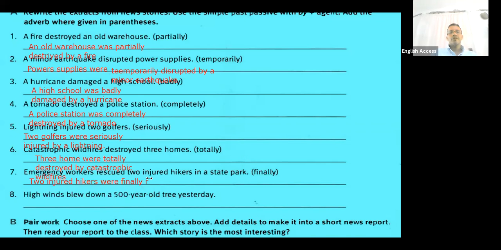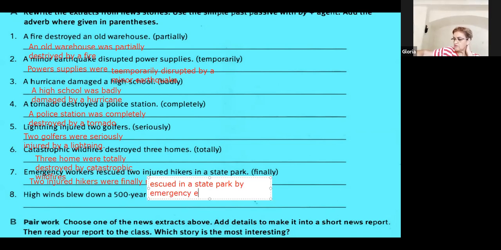Rescue. No rescue. Rescue. Two injured hikers were finally rescued in a state park by, remember, by is always at the end, by emergency workers.